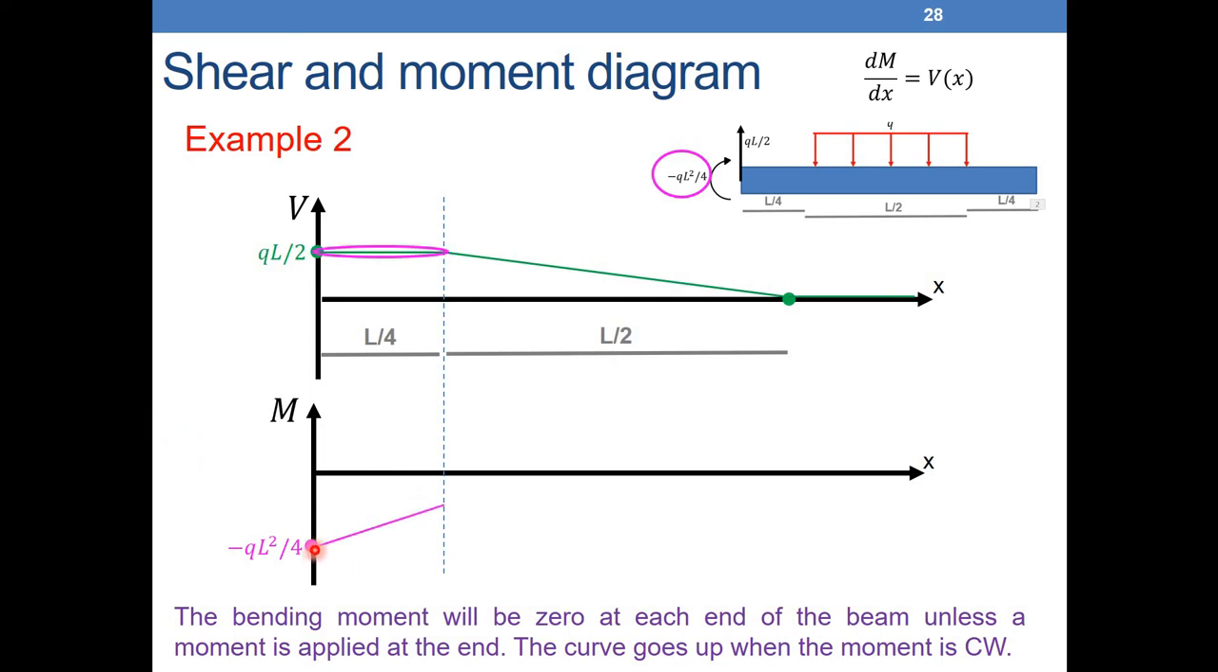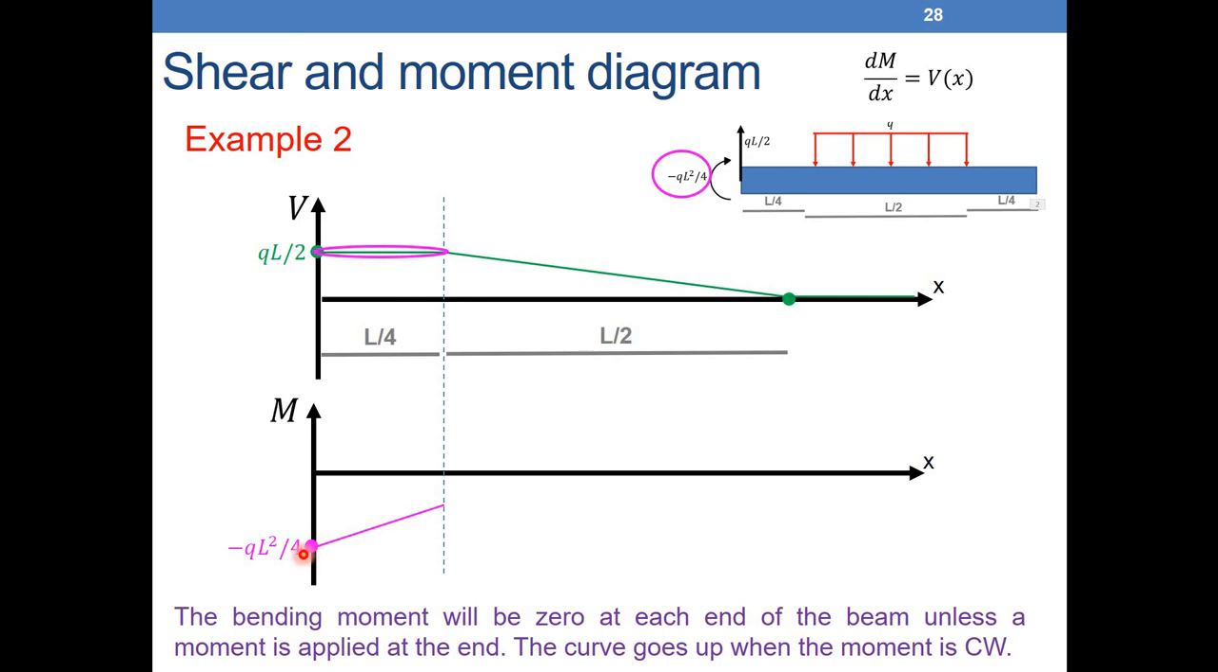So that we know that it's a positive constant. So this will be linear because V is constant, and going upwards because V is a positive constant. I don't have a minus here like in the case of Q. So here minus QL squared over 4 going upwards. Now we need to find the value here. How do we find the value here?